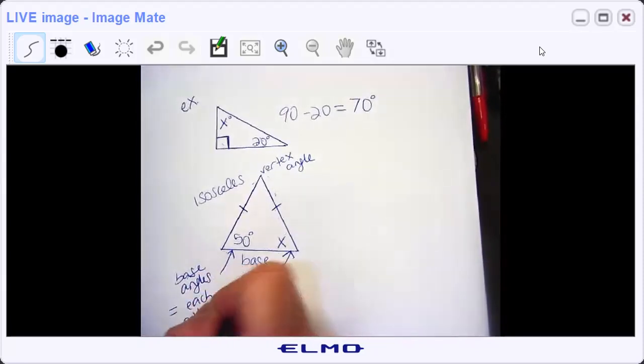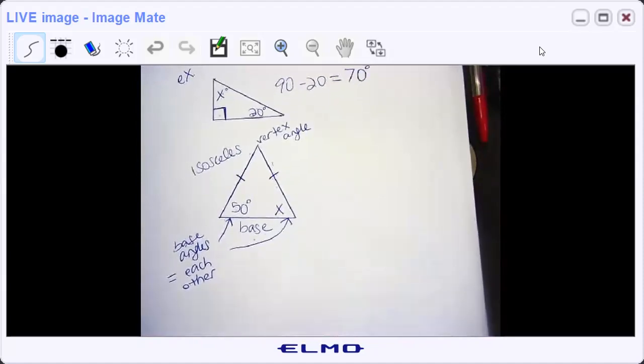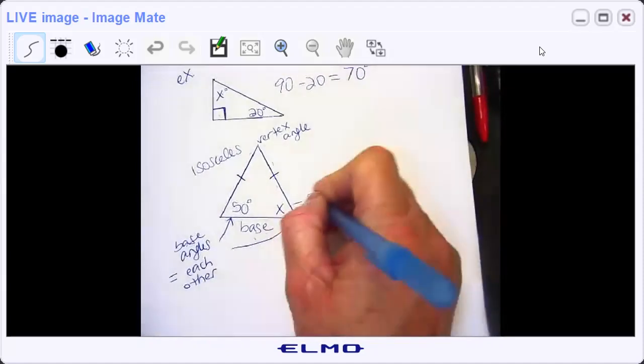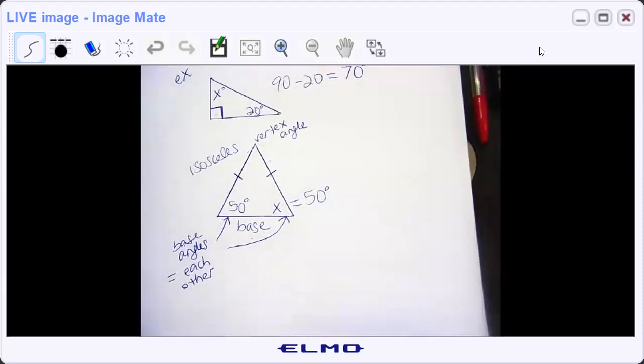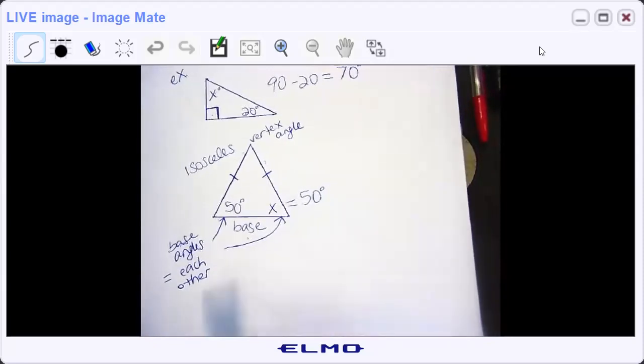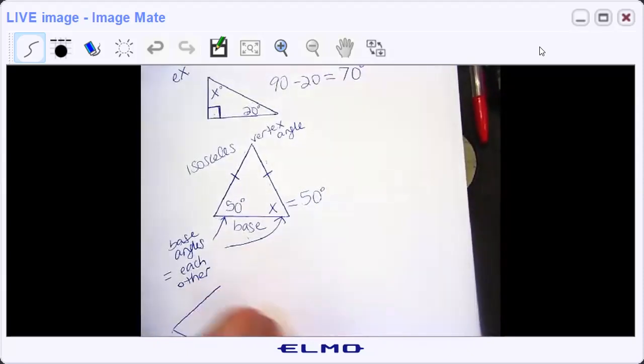Remember, two sides equal is going to make us know that we have two angles in here equal as well. So what you can do is just say X is 50 degrees and you're done with that problem. And many of the problems we see in geometry, as long as you know the idea or the concept, you don't have to do a lot of math. It's just knowing those concepts. All right, let's look at another isosceles triangle.